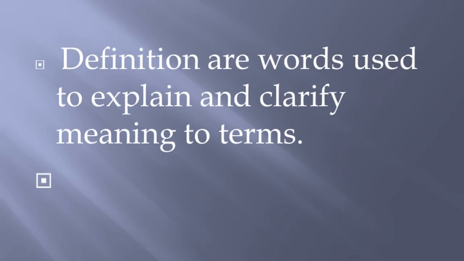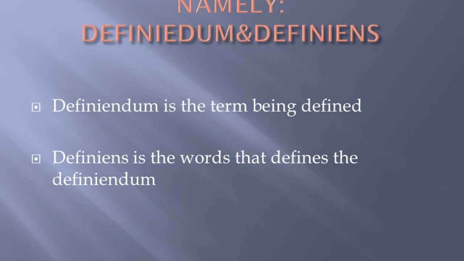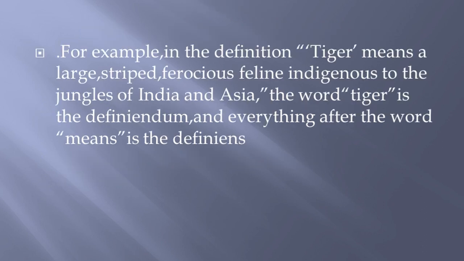Now we are looking at definitions. Definitions are words used to explain and clarify the meaning of terms. Definitions have two main parts, namely definiendum and definiens. Definiendum is the term being defined, and definiens is the words that define the definiendum. For example, in the definition, tiger means a large, striped, ferocious feline indigenous to the jungles of India and Asia, the word tiger is the definiendum, and everything after the word means is the definiens.